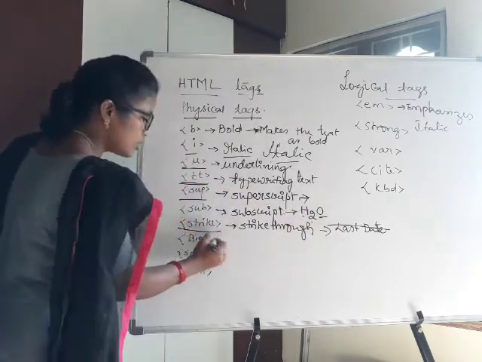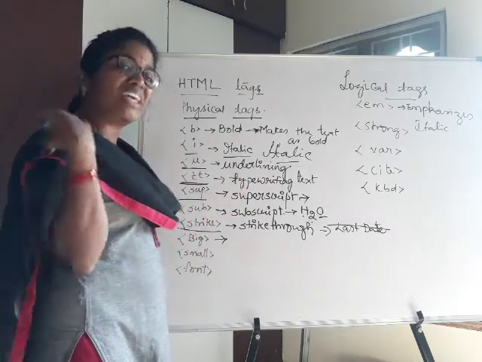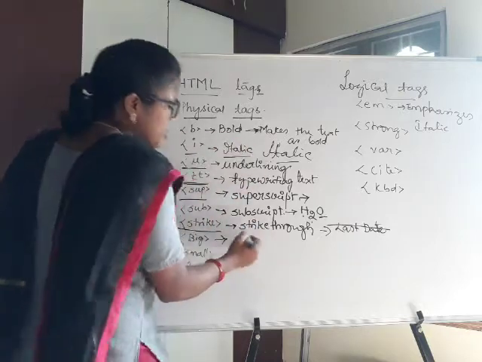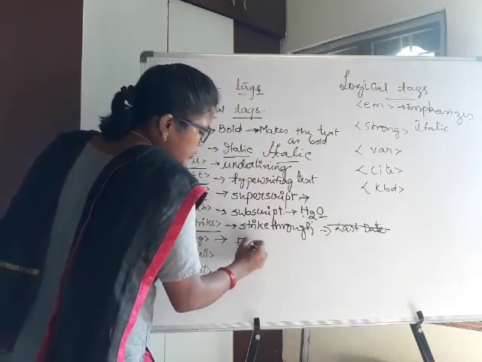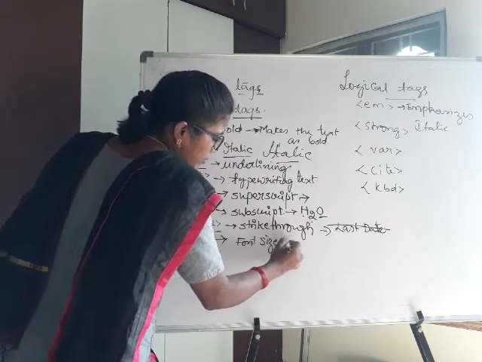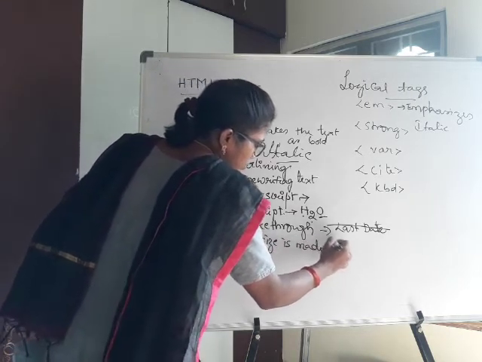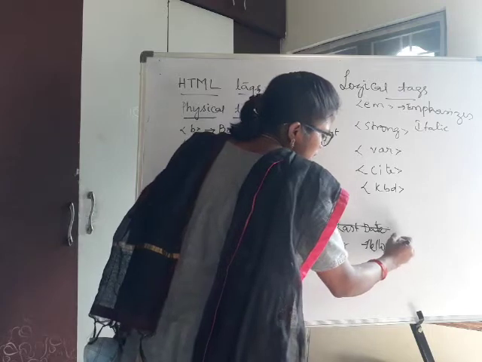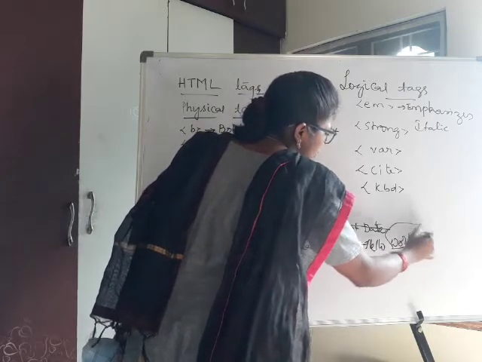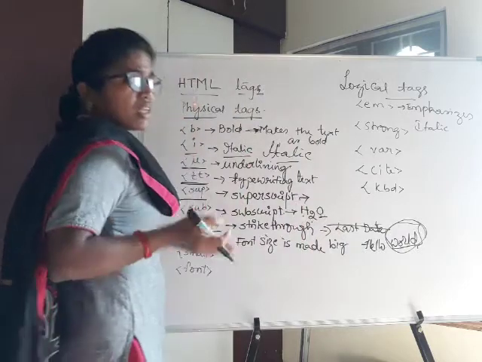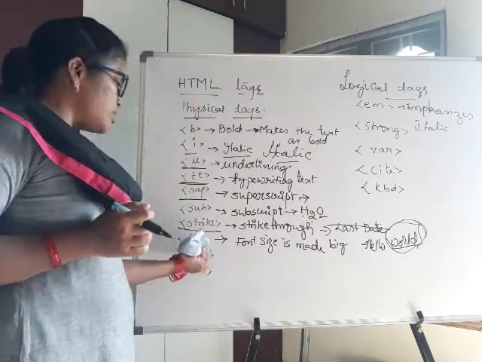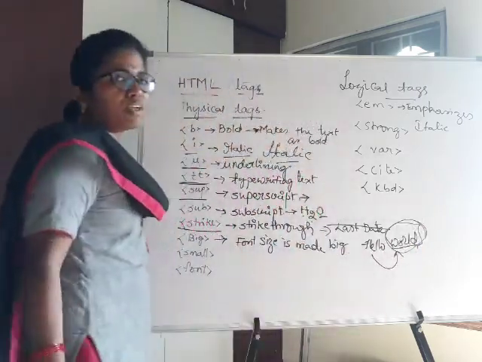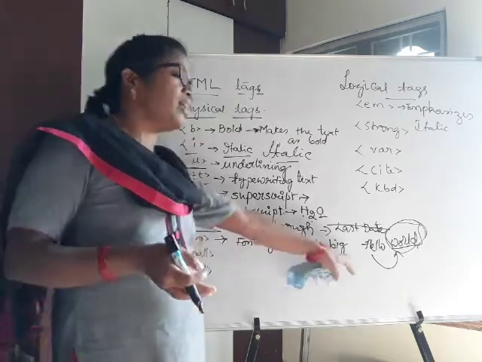Okay, next, big. It makes the font size big. Suppose I have the text hello world, and I want to make only world bigger, so that will be enclosed in the big tag. Then the font size of world will be bigger than hello.